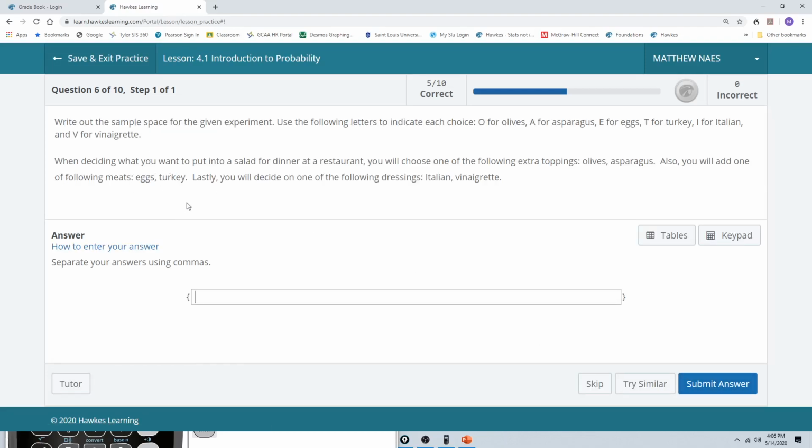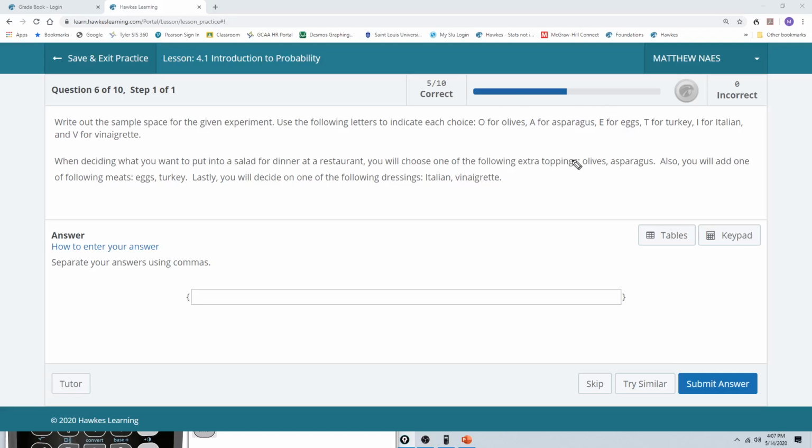All right. Now, here we go. Write out the sample space. They want you to write out the sample space for this, and it's really not too bad. Let's actually write this out. So you are having a salad, and you are asked if you want olives or asparagus on your salad. There's olives or asparagus, and then you choose between protein, either eggs or turkey, and then dressing, Italian or vinaigrette. So you have basically two choices.